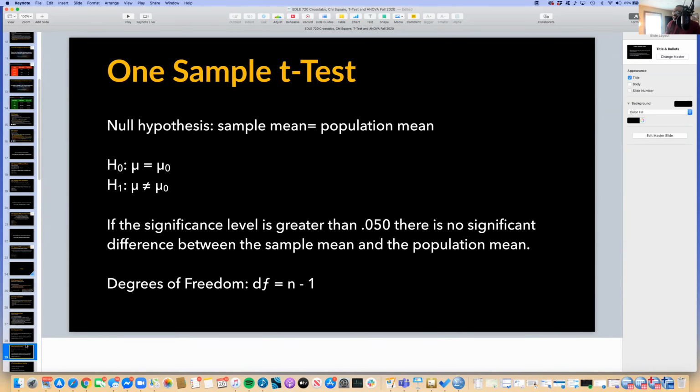And so generally what you're saying here, the null hypothesis in one sample t-test is the sample mean equals the population mean. And if the significance level is greater than 0.050, there is no significant difference between the sample mean and population mean, and you would fail to reject the null hypothesis. But if it is lower, then you would reject the null hypothesis and say that the sample mean and population mean are significantly different. There's a difference there.